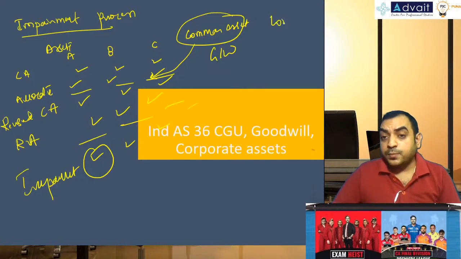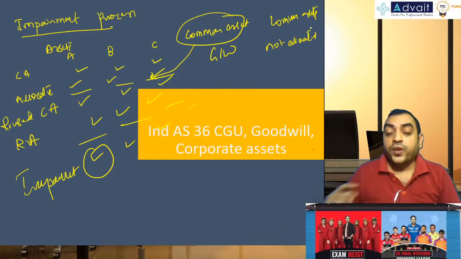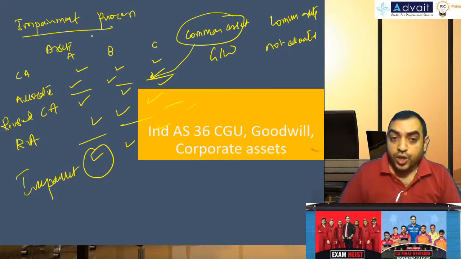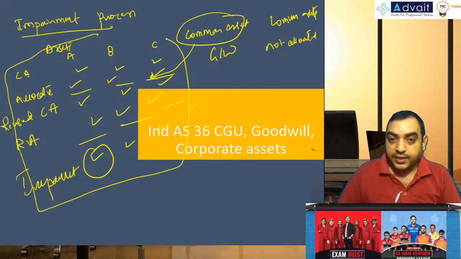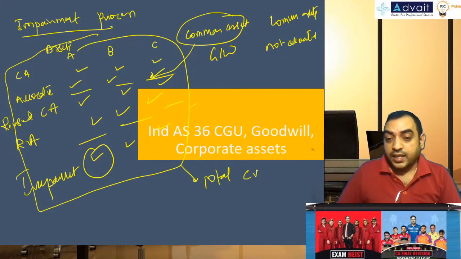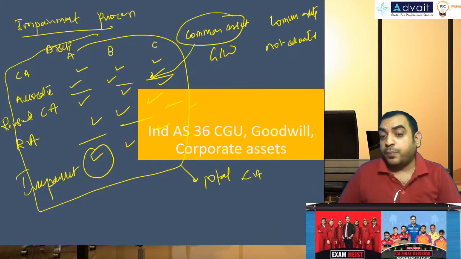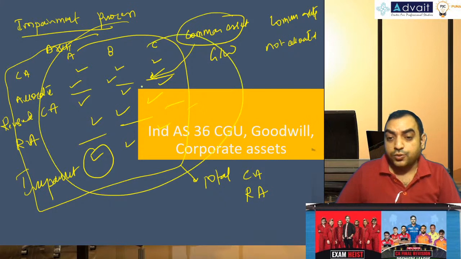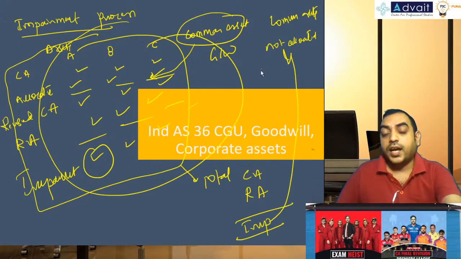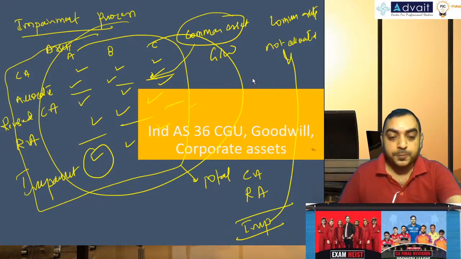Now, there will be some common assets which cannot be allocated. When you cannot allocate, what do you do? You complete this impairment test and then you take the total carrying amount after this initial impairment test. Then you compare it with the recoverable amount of the full CGU. Then you allocate the impairment to the asset which could not be allocated.